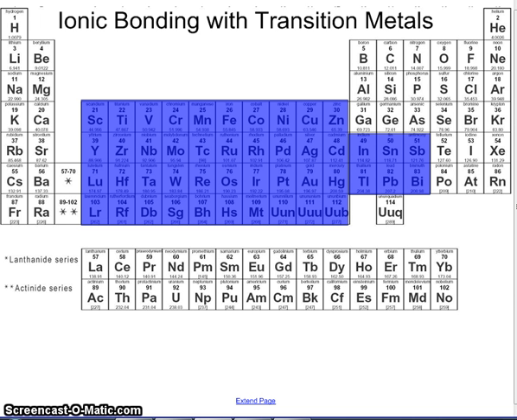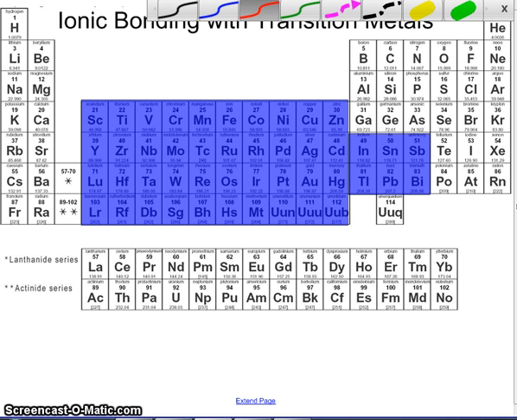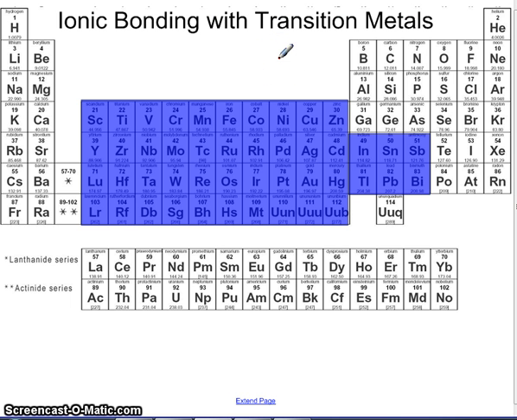Okay, what we're going to be talking about now is ionic bonding with transition metals. Originally, we'd been working with the main group elements. Now we're going to start working with transition metals. Transition metals are the B group here. And I've also highlighted a couple of these after the transition metals, these heavier metals, because they tend to act like transition metals. Now the term transition means that a change can occur.